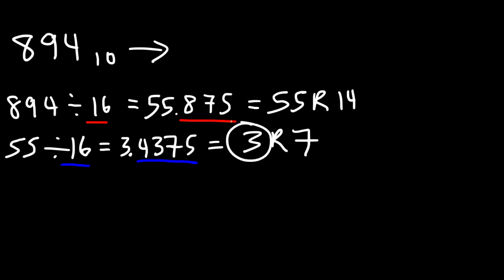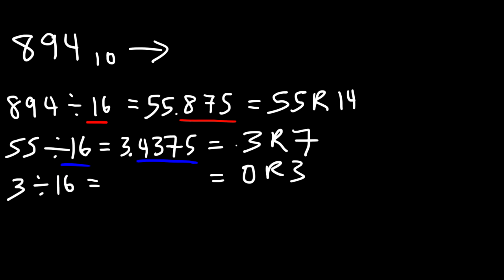Now, let's take 3. 3 divided by 16, that's going to give us a number less than 1. So we can go straight to the answer. That's going to be 16 goes into 3 0 times with 3 remaining. If you do 3 over 16, you'll get 0.1875. And so here you have a 0, and then 0.1875 is going to be 3. So that's a remainder of 3. If you do 0.1875 times 16, that will give you 3.